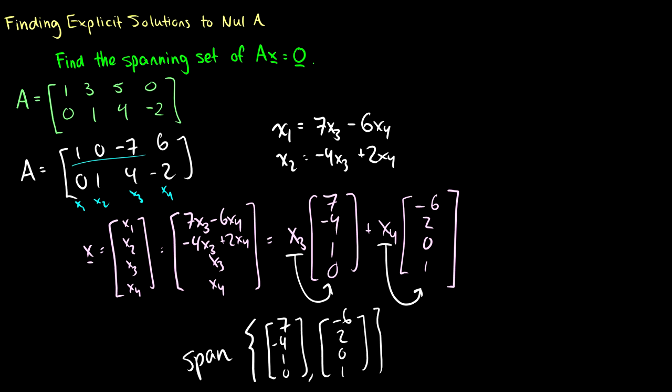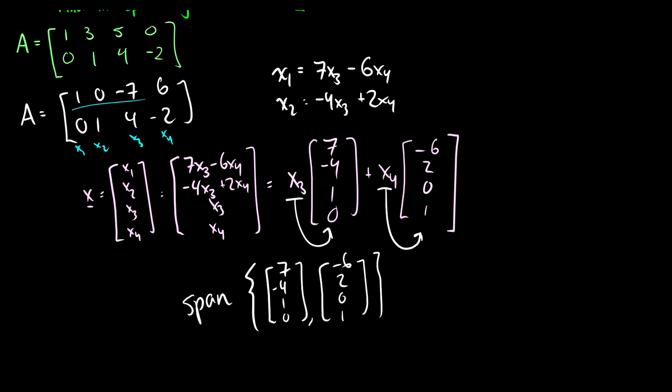So if we want to find any vector u such that Au is equal to 0, then we can just pick any linear combination of these two vectors and we'll produce the 0 vector. So that was the null space.